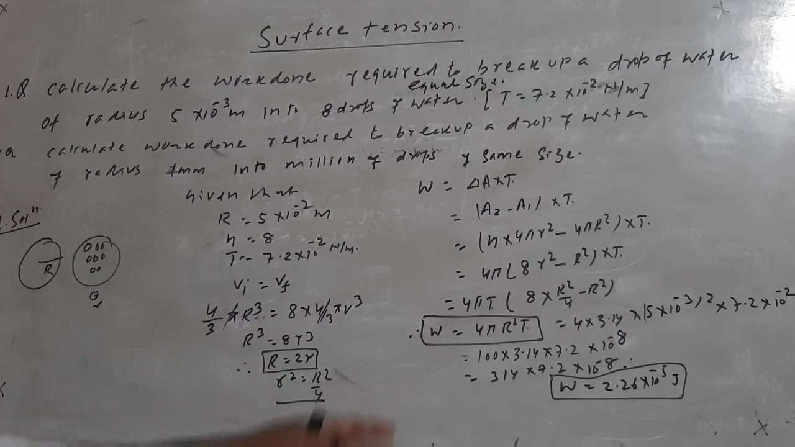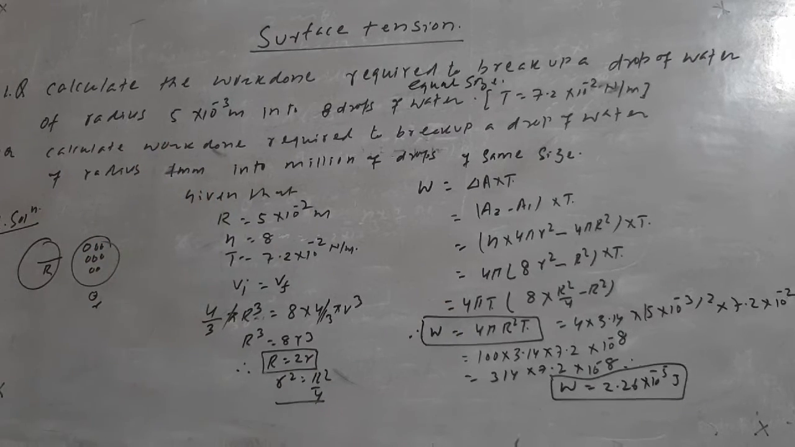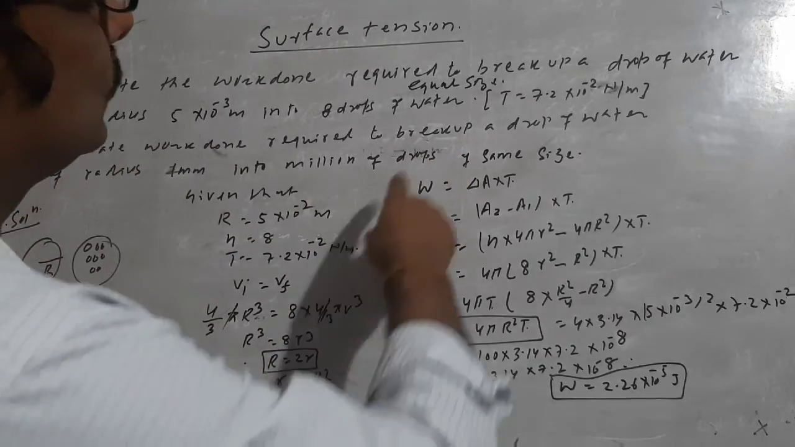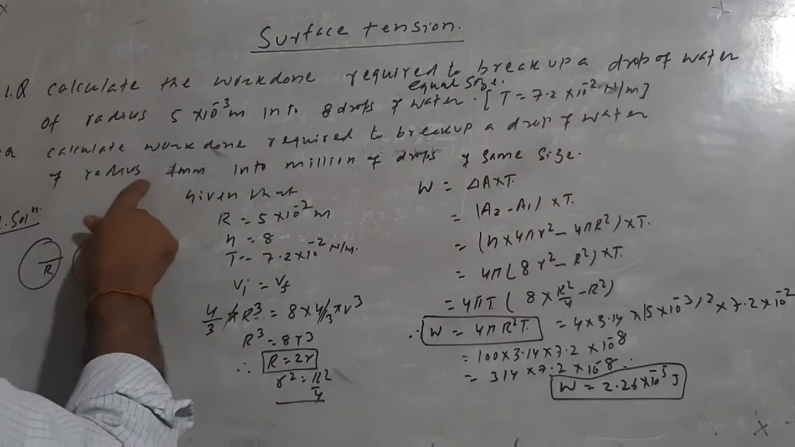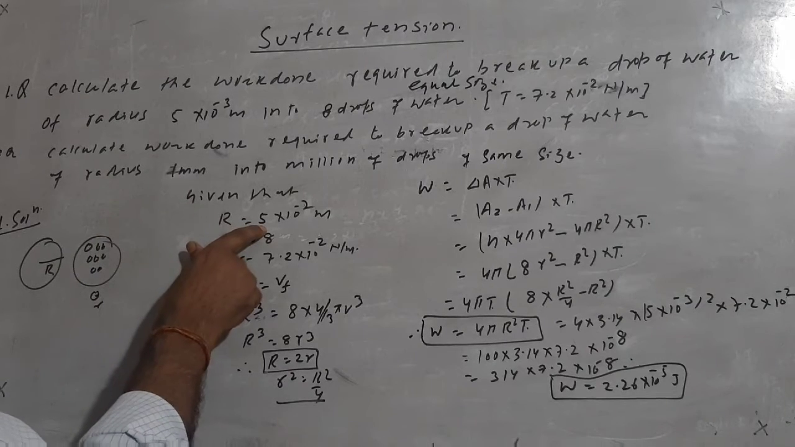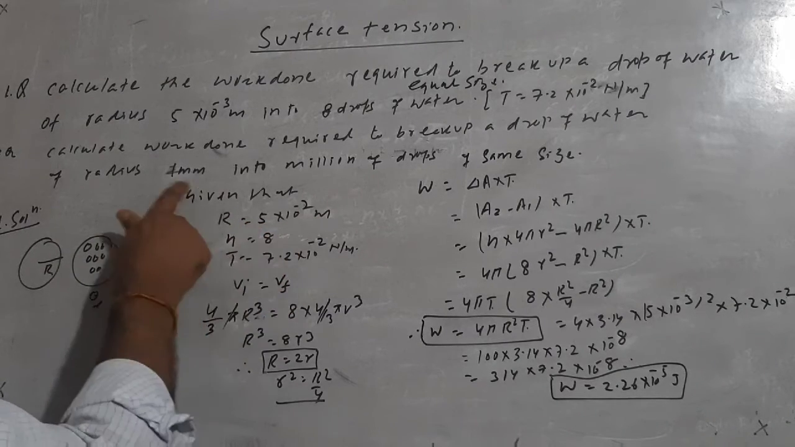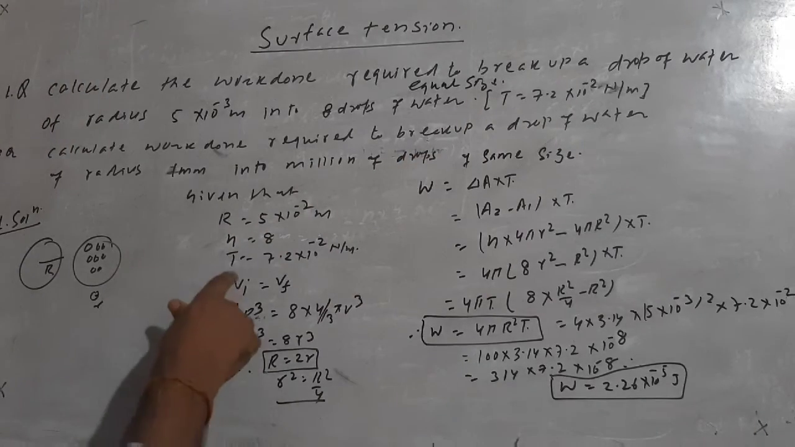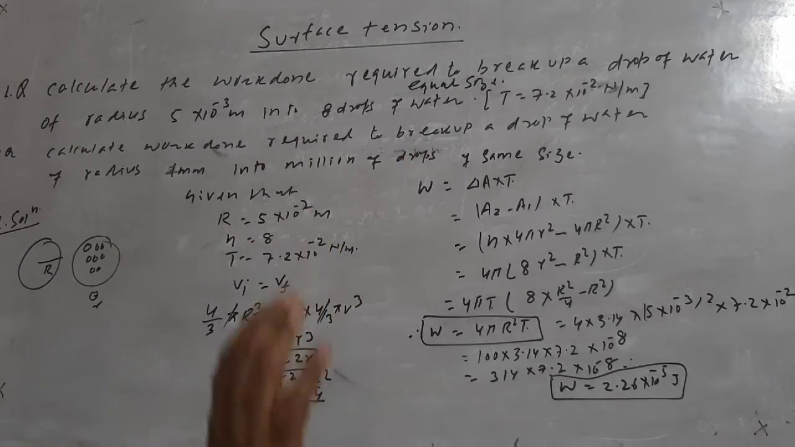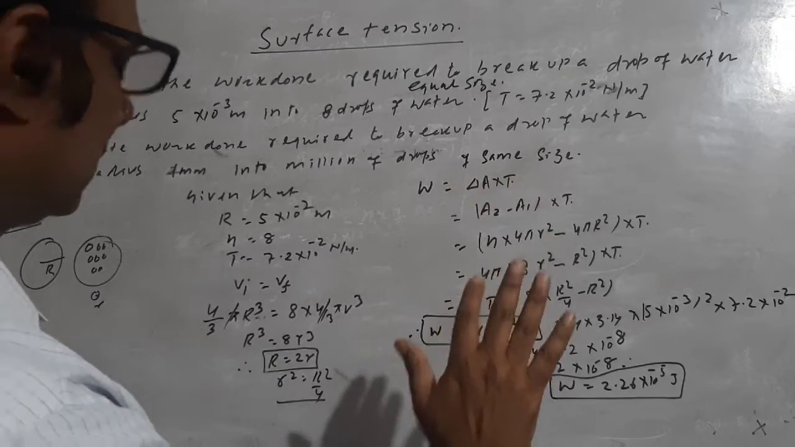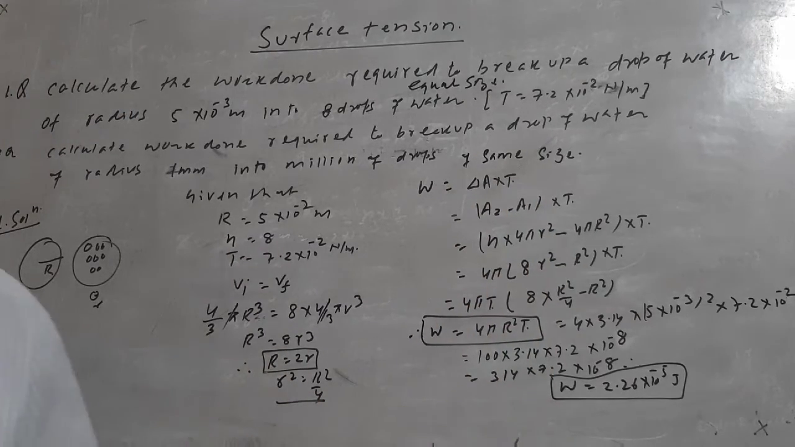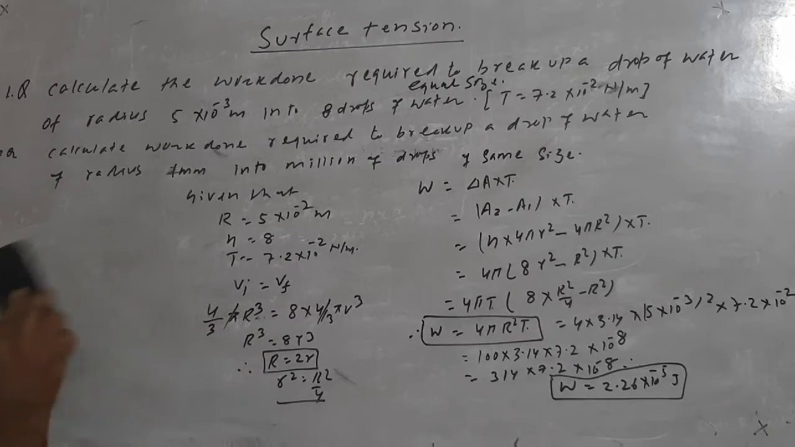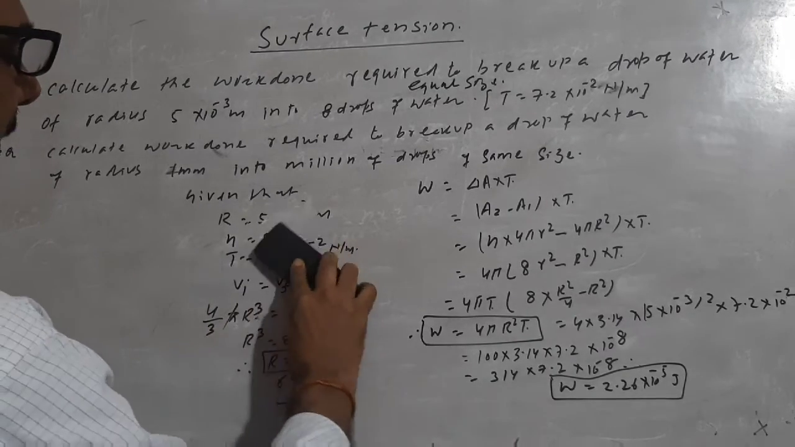Now the second question is very similar. The only difference is: calculate the work done required to break up a drop of water of radius 1 mm into a million drops of equal size, means n equal to 10 to the power 6, and everything is almost the same. Only the data differs.